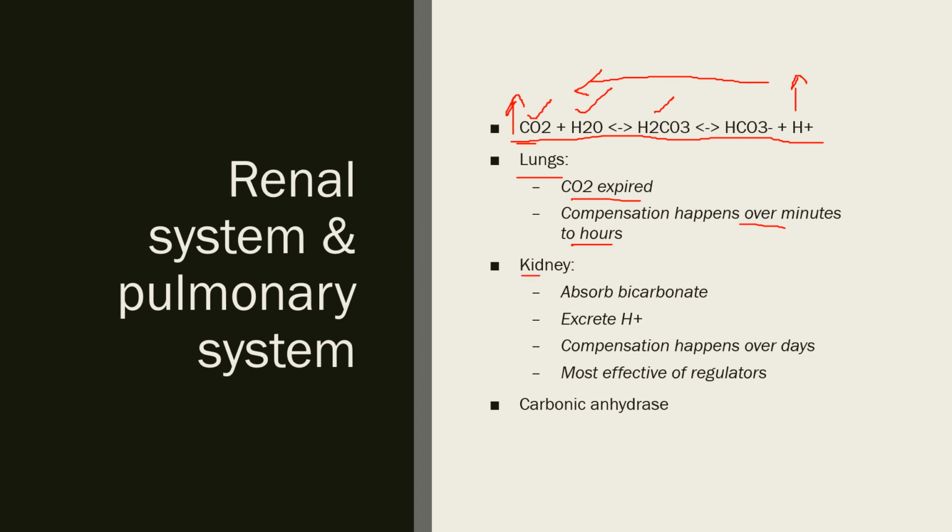Next is kidney. Though I am calling it last, this is not the least important. In fact, this is the most effective of acid-base regulators in our body. But the compensation happens over days because there are many complicated reactions happening within our tubules. Kidneys absorb bicarbonate, they excrete the excess hydrogen ion, and this compensation happens over a long time. We will see how it happens in the next slides.